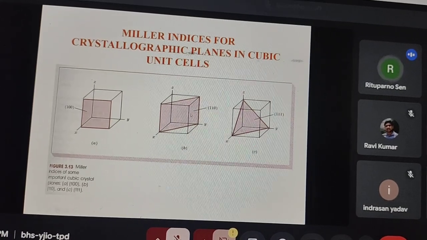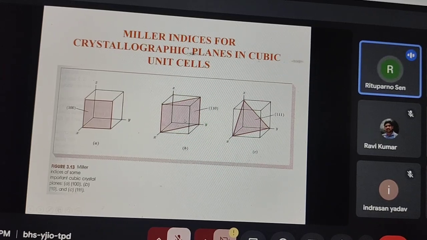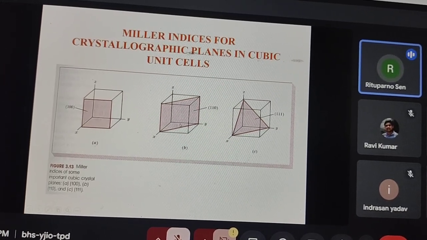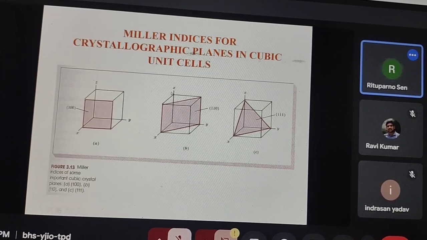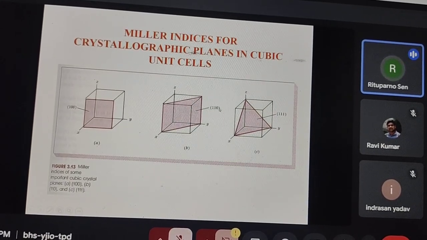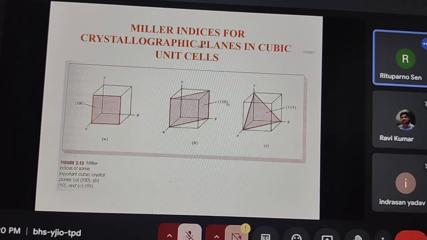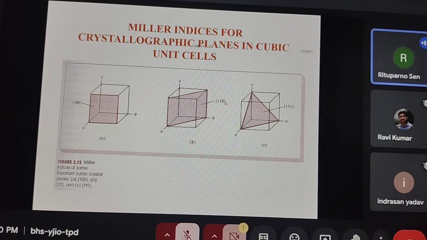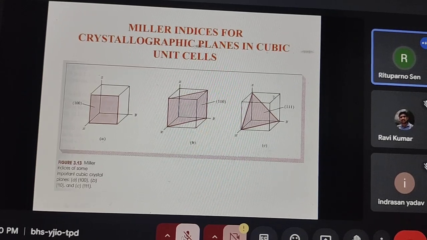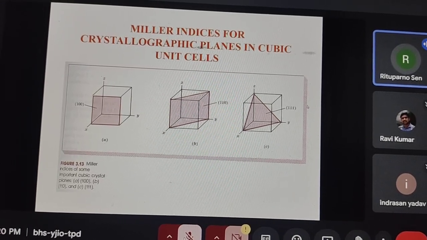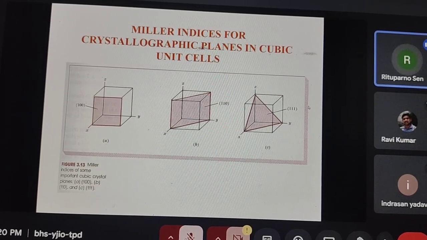Then next, you see here, you have moved one distance here. That is 1. You have moved one distance here. That is another 1. And then you have not moved any distance here, which means this is 0. Because you always take the intercept, that is 1 by 1, again 1 by 1, and 0 by 0. If it is 0 by 0, that is infinity. That means it is touching the x-axis at one distance, touching the y-axis at one distance, but it is parallel to the z-axis.